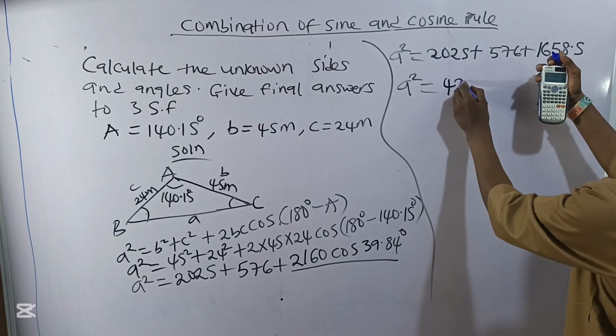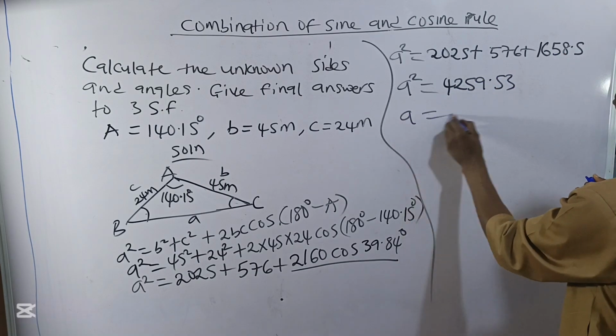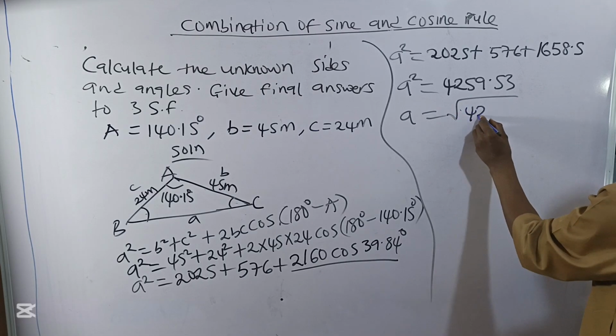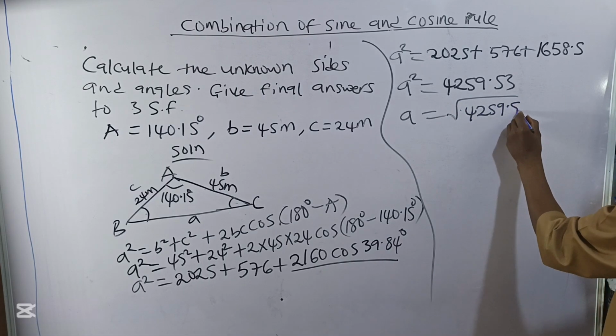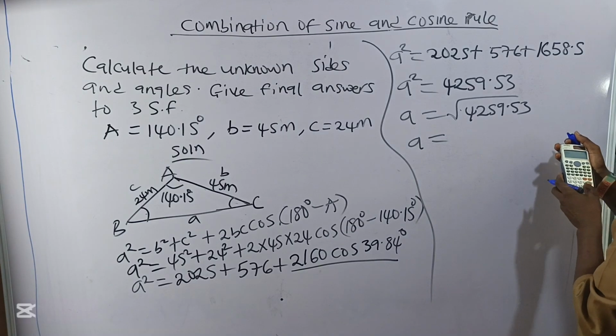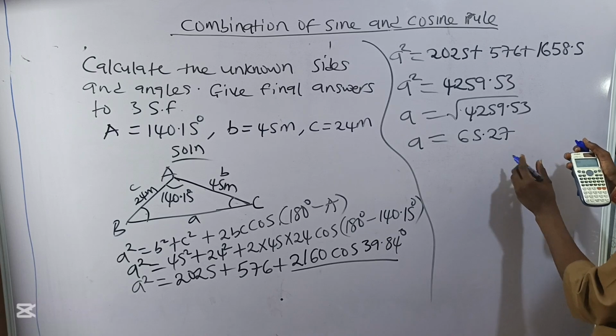This will give me 4259.53, and a will be the positive square root of 4259.53, and a will be equal to 65.27, which units? Meters.